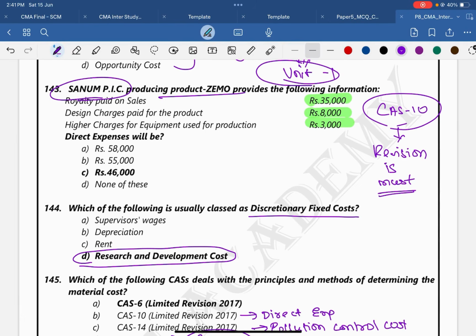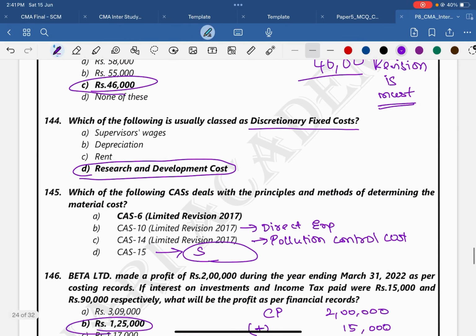143. For producing CMO products, the following expenditures: royalty paid on sales, design charges of the product, hiring charges of product. What is direct expenses as per CAS 10? You need to add all these things. This all comes under CAS 10. So 35 plus 8 is 43. 43 plus 3 is 46. So the answer is 46,000. Which one of the following is usually classified as discretionary fixed cost? The discretionary fixed cost is the research and development cost.